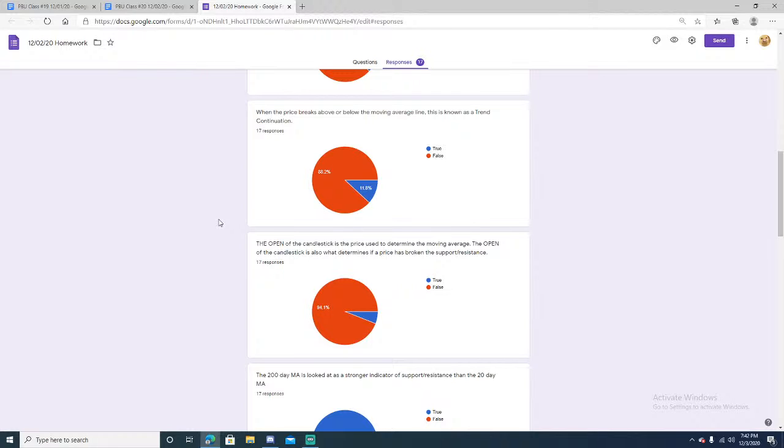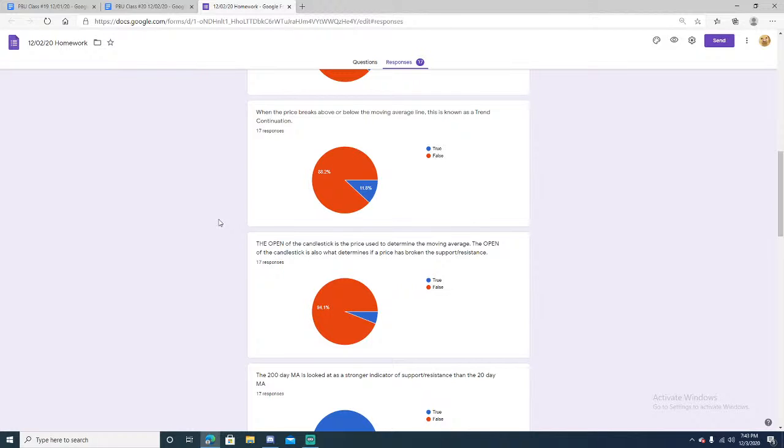And as far as looking for support and resistance, if a price dips below a support or above a resistance, but it doesn't hold there, and that candle closes below the resistance or above the support, then it means that the support and the resistance are still staying there.